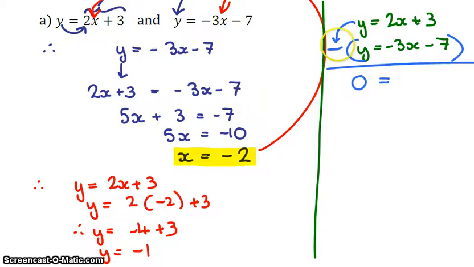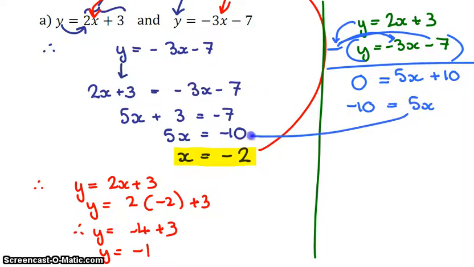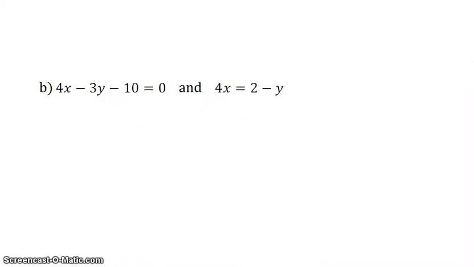Now I have 2x minus minus 2x. Now minus minus is a plus, so I actually get 5x, and I get 3 minus minus 7, which is actually plus 7, so I get plus 10, which means I can minus 10 on both sides and get exactly what I got there and solve for x. So in this example, it worked, but it only worked because I had a y in both equations. Let's look at the next example.